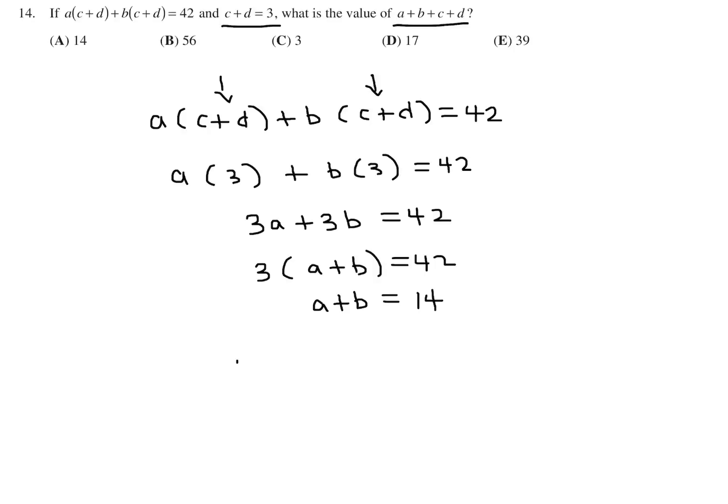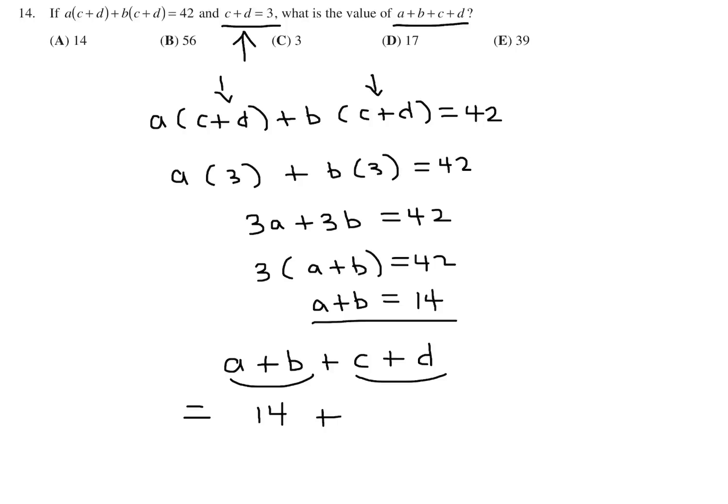Now they want us to figure out A plus B plus C plus D. Well, A plus B, these first two, is 14, and then C plus D, we know from up there, is 3. So there you go. 17 is the answer to number 14. And that would mean choice D.